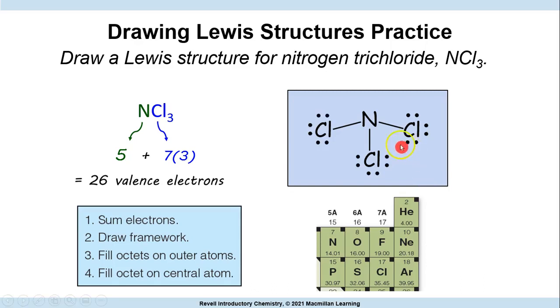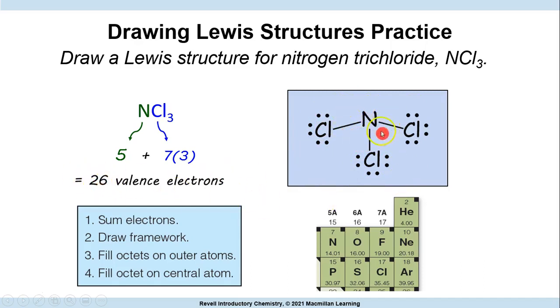Right. So we filled the octet for the outer atoms. If you count for each of these chlorines, you have 1, 2, 3, 4, 5, 6, 7, and 8, because a bond is 2 electrons. So there is an octet here, here, and here. Let's count how many electrons we have used altogether. Have we used the 26 valence electrons that we have?